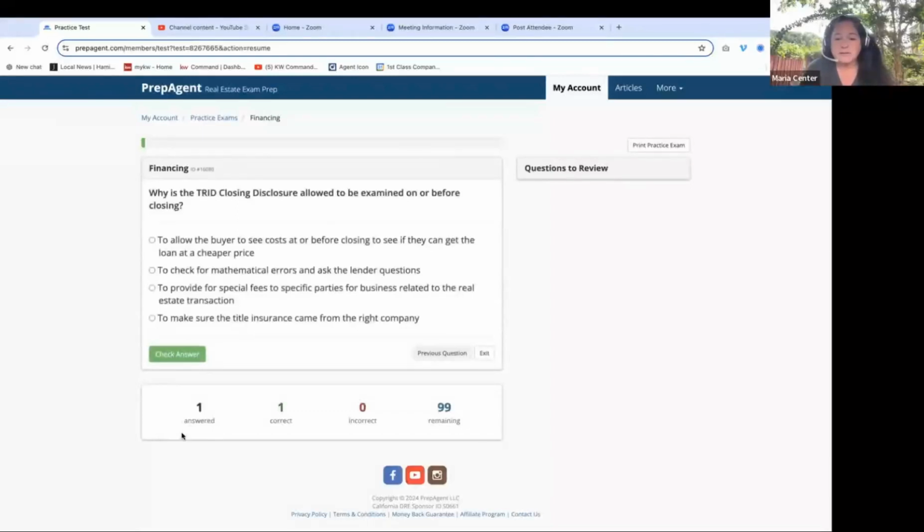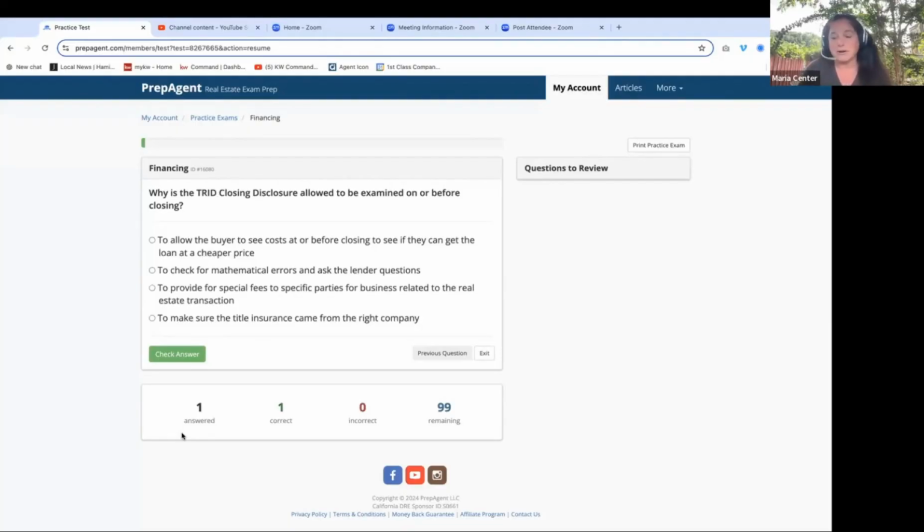So, why is the TRID closing disclosure allowed to be examined on or before closing? Is it to allow the buyer to see cost at or before closing to see if they can get the loan at a cheaper price? Is it to check for mathematical errors and ask the lender questions? Is it to provide for special fees to specific parties for business related to the real estate transaction? Or is it to make sure the title insurance came from the right company? What do you guys think?